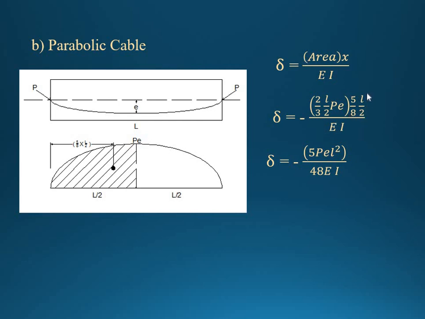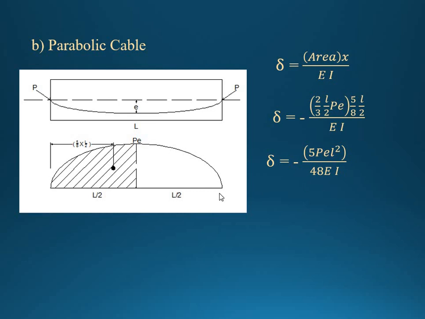So in place of centroidal distance, I have written 5 by 8 into L by 2 by EI. Sign convention for this is negative. So minus 5 PE L square by 48 EI is a deflection formula for parabolic cable.